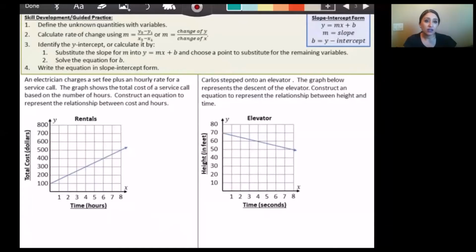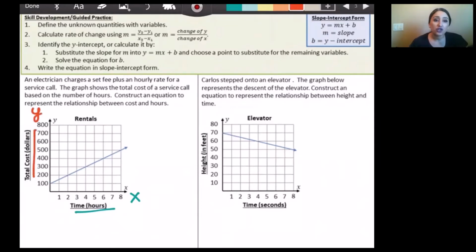My second set of ordered pairs. Now we're going into word problems, but this is a 1-quadrant graph. So let's define the unknown quantities. X is time in hours, and Y is the total cost in dollars.